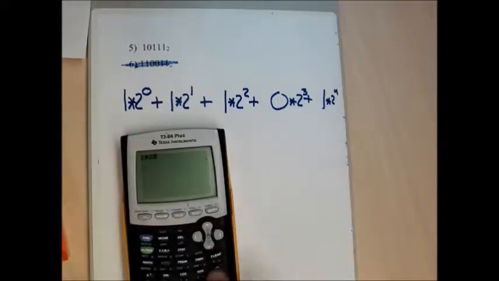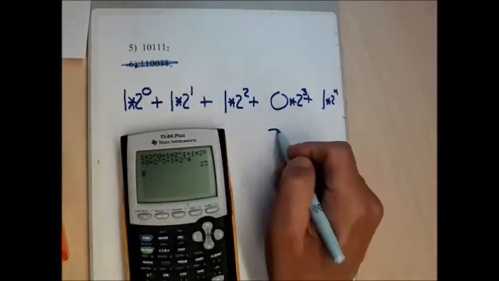1 times 2 to the 0 plus 1 times 2 to the 1 plus 1 times 2 squared plus 0 times 2 cubed plus 1 times 2 to the 4th. And I get for problem 5, my answer is 23.